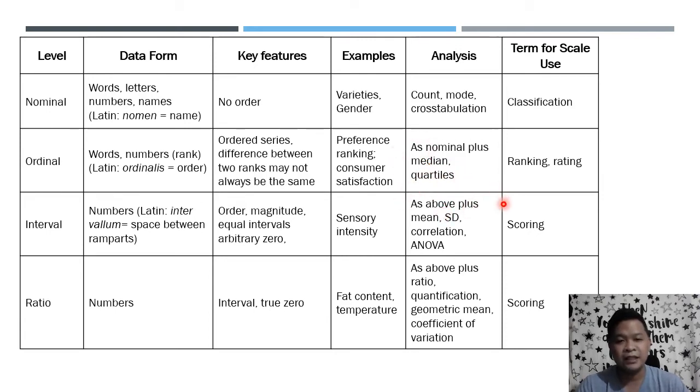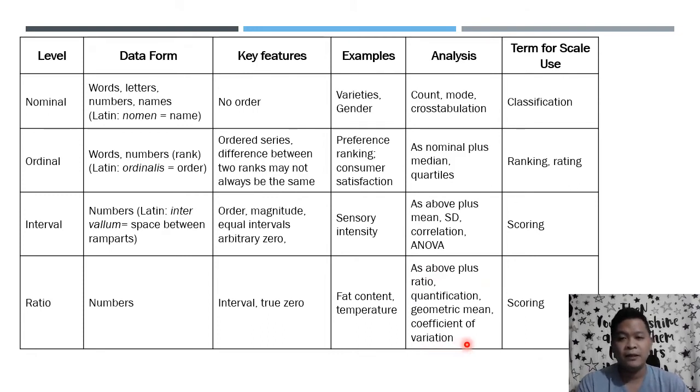For interval data, you may use mean and standard deviation, correlation, and analysis of variance. And for ratio data, you could use the same. However, you may use those related to ratio, such as geometric mean and coefficient of variation, because the percentages are geometrically related, such that having a CV that is twice the other would tell us a lot about the ratio data that you have collected.